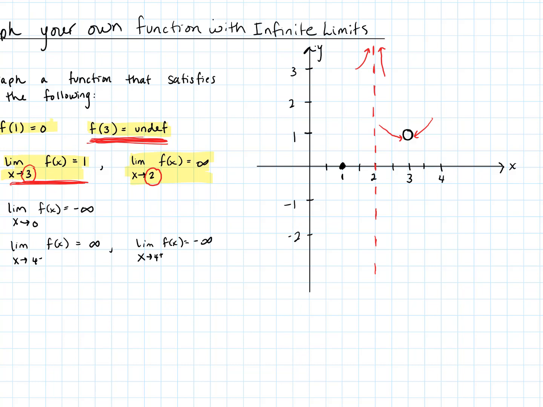As x approaches 1, 0. The function is going to be decreasing without bound. That's what it means when it says negative infinity. So as x is approaching 0, and it's not directional, so that means from both sides of 0, the function is going to be decreasing without bound, approaching negative infinity.